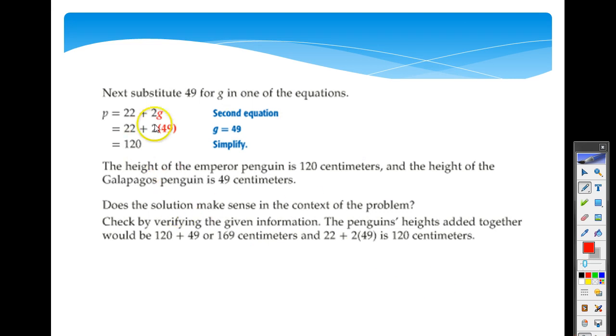Okay, so once they found their G, which was 49, they found their P by substituting the G here. It got P equals 120.